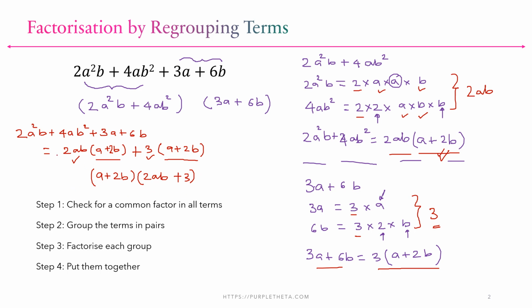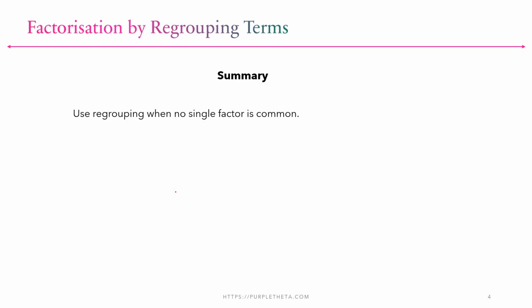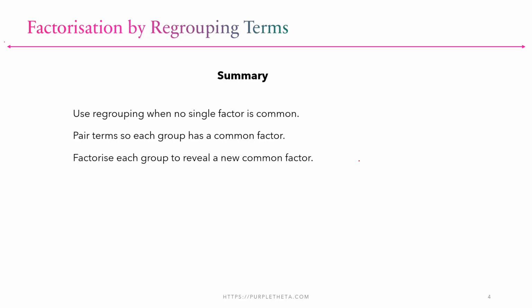The factors of 2a square b plus 4ab square plus 3a plus 6b are a plus 2b and 2ab plus 3, right? And both of these are irreducible factors. That means it cannot be reduced further. Okay. Let us see what we have learned today. So we have learned that we need to use regrouping when there is no single factor in common. After that we saw we need to pair terms so each group has a common factor, right? Later we factorized each group to get a new common factor. And after that we took out the factor to get the final expression.